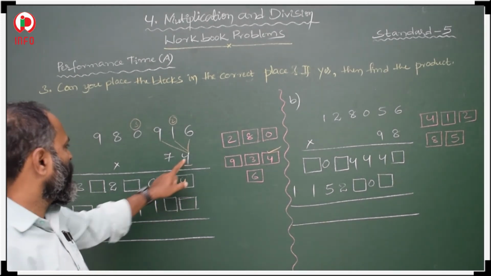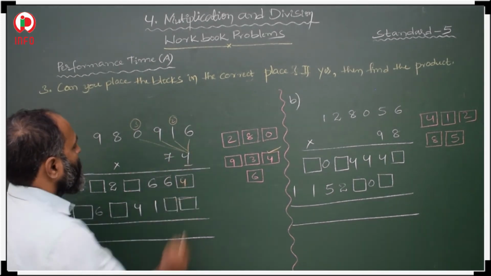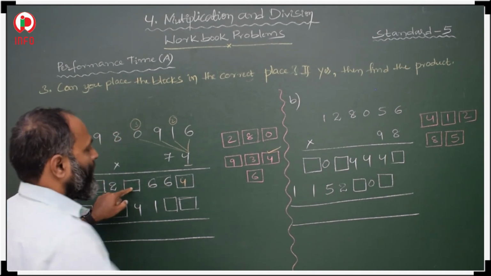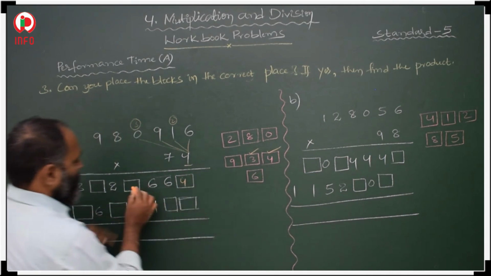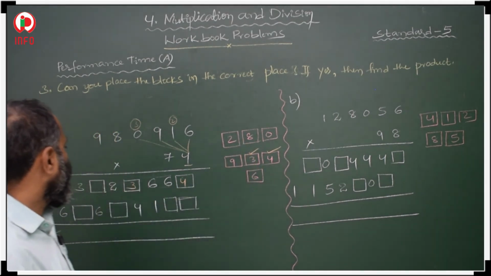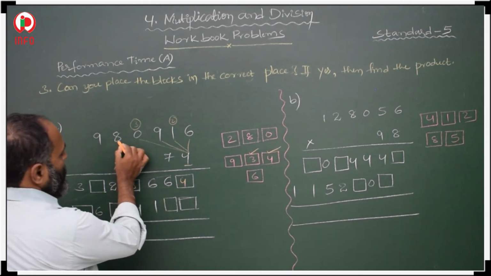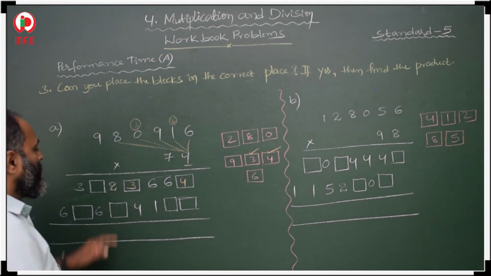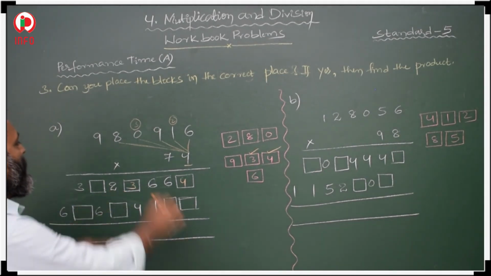Then 4 zeros are 0. 0 plus 3 is 3. So we have to put 3 here, two places over. Next, 4 eights are 32. 32 means 2 here and 3 over here.